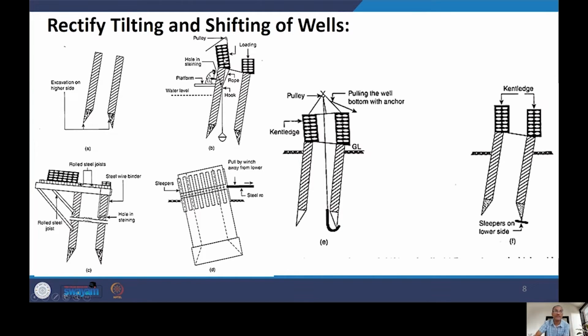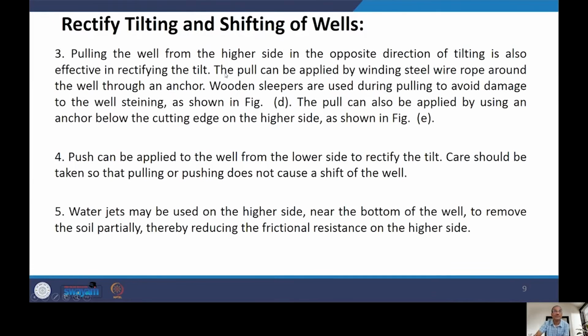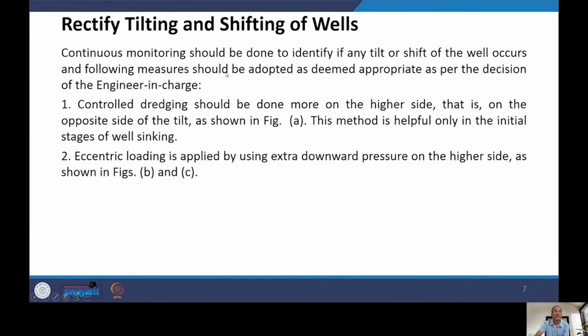So the idea is that here you put some pulley and loading arrangement to try to bring this in this direction. Then you have the rope and hook also. Then you have rolled steel joist. All these are there. So these are means to correct the tilting here. The sandbags are normally used here to apply the loads, or some jacks are applied here.